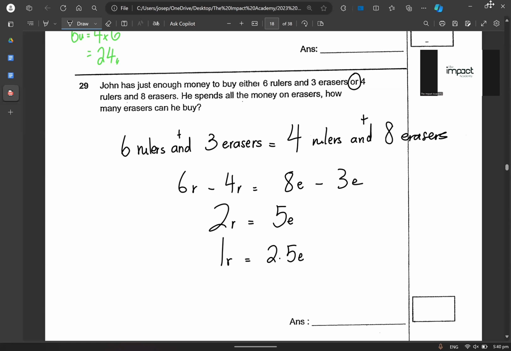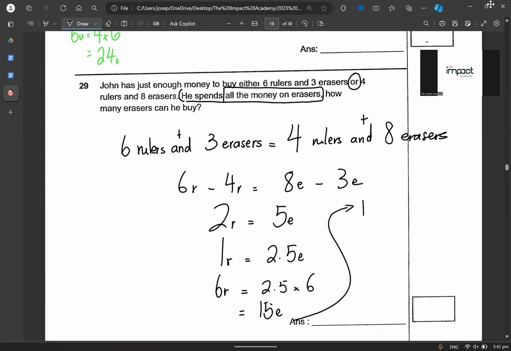Can? Okay. What did the question say? He spends all the money on erasers. So how many erasers can he buy? He spends all the money on erasers. So if I know that 1 ruler is 2.5, find 6 rulers first, right? 2.5 times 6. Am I making sense? Right? 2.5 times 6, which is actually equal to 15 erasers. Yeah, very good. Then after that, you do 15 erasers plus 3 erasers. That gives me 18 erasers. So therefore, this person can buy 18 erasers in total.